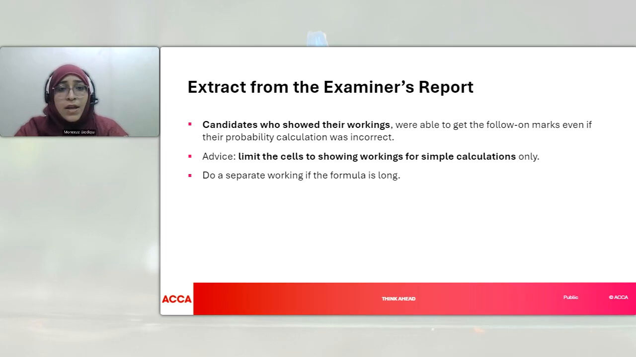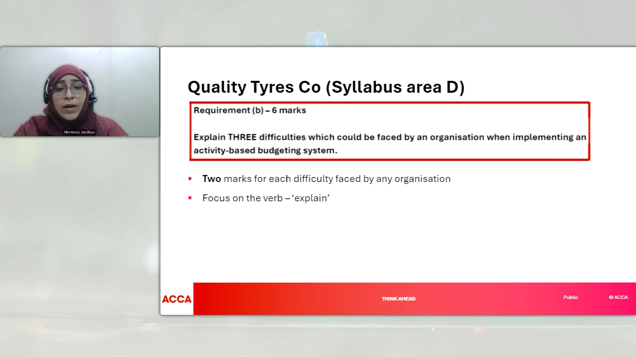Okay. All right. The next requirement that we had was explain three difficulties which could be faced by an organization when implementing an activity based budgeting system. Now again, read the wordings of the requirements. We have to identify three difficulties, okay? But it says faced by an organization. It's not specifically mentioning this organization that was in the scenario. So this is again a generic requirement.